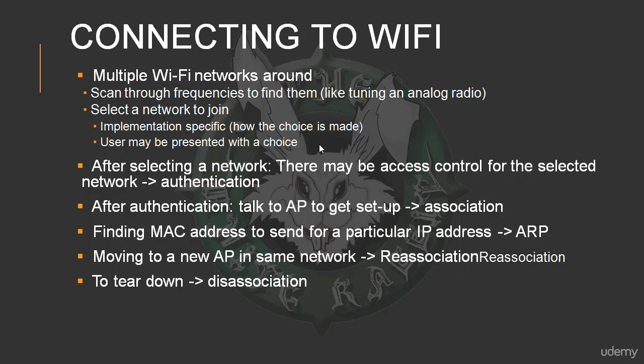Now, just seeing these networks doesn't mean that you can connect to them. So after you select a network, there might be some access control that might prevent you from connecting to your selected network. That's where authentication is very important, because remember, this is wireless. So the access point is just receiving some signals over the air. It doesn't really know who you are. It's not like a wired network where there's cables connected to certain devices. So physically, there's this physical connection.